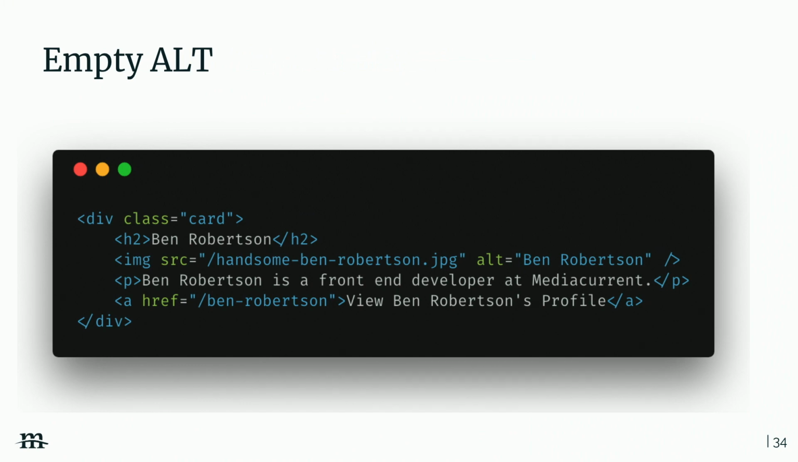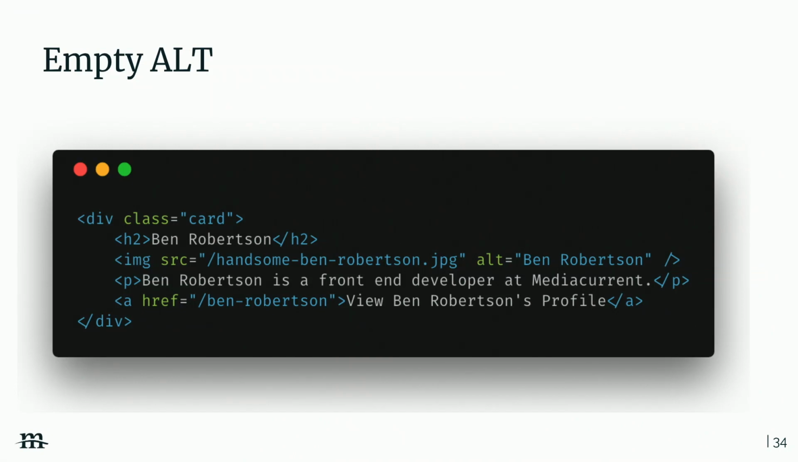So here I have a card. It's all about me. So there's a title that's my name, Ben Robertson, an image with alt text of Ben Robertson. It's a picture of me being handsome. And it's got text about me. I'm a front-end developer at Media Current. It's got a link to me, right? So if the screen reader reads this image, it's going to say, heading 2, Ben Robertson, graphic, Ben Robertson. Ben Robertson is a front-end developer at Media Current. So it's going to read my name 3 times in a row.